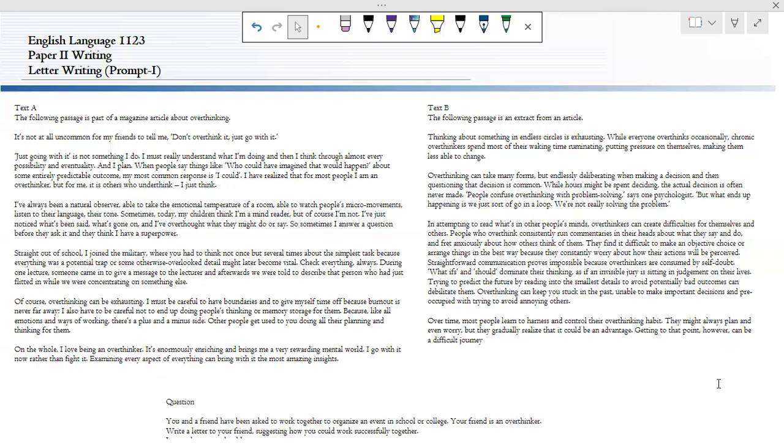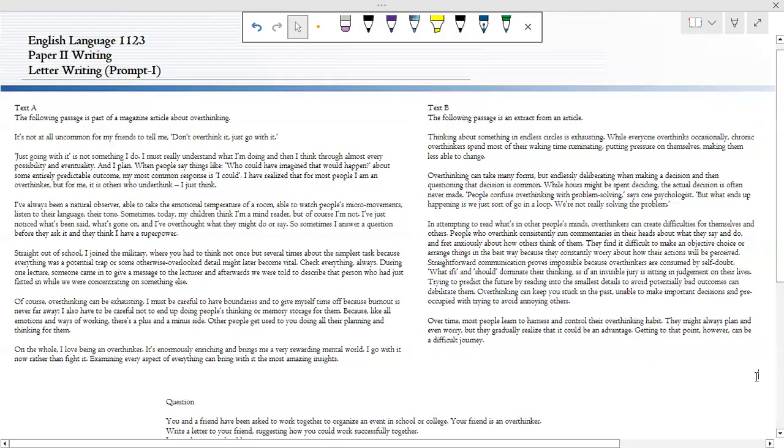Trying to predict the future by reading into the smallest detail to avoid potentially bad outcomes can debilitate them. Overthinking can keep you stuck in the past, unable to make important decisions and preoccupied with trying to avoid annoying others. Over time, most people learn to harness and control their thinking habit. They might always plan and even worry, but they gradually realize that it could be an advantage. Getting to that point, however, can be a difficult journey.